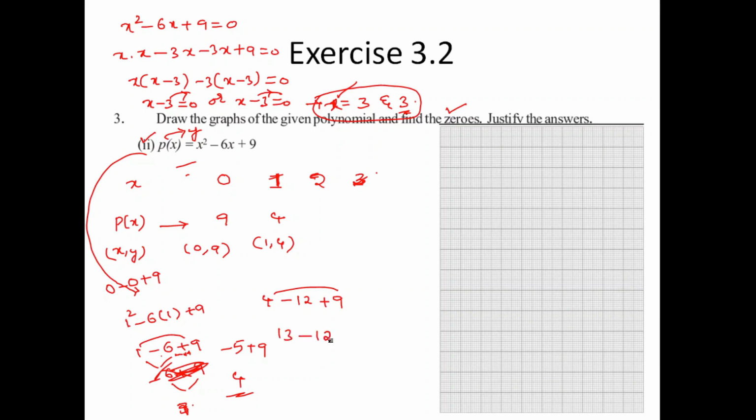13 minus 12, the answer is 1. So here the answer would be 1, and this would be 2 comma 1. When I'm substituting 3 in the equation, I get 9 minus 18 plus 9. Adding up these two is 18 minus 18. So the resultant of 3 is 0. That is, I'll get 3 comma 0, right?